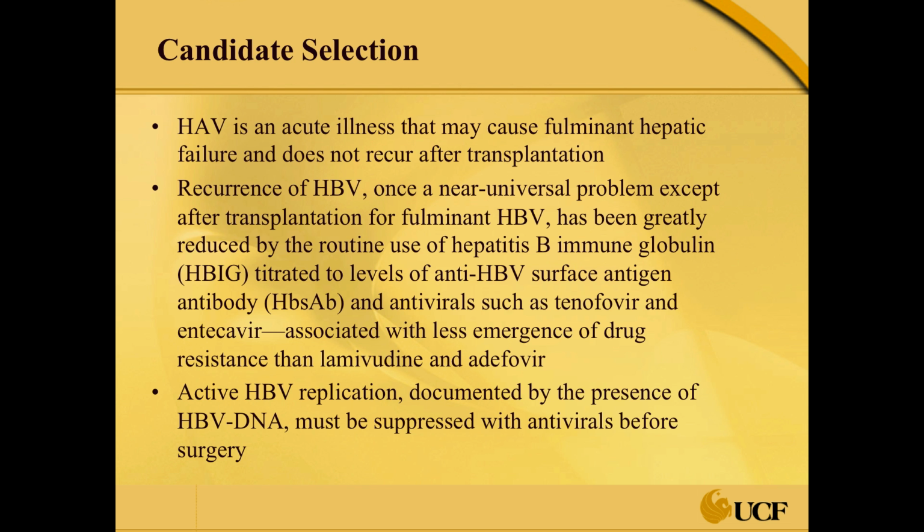So let's talk a little bit about these hepatitis infections in a little bit more detail, because oftentimes these are the patients that end up needing transplants of the liver. So hepatitis A is an acute illness that may cause fulminant hepatic failure, but it does not recur after transplantation. In fact, when a patient gets hepatitis A, once they get over the acute illness, if they don't go into fulminant failure, once they get better, then that person will no longer get hepatitis A. They actually develop antibodies and are immune to hepatitis A after that initial infection, and they actually get over it.